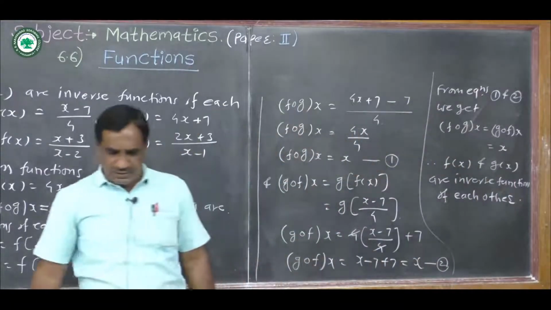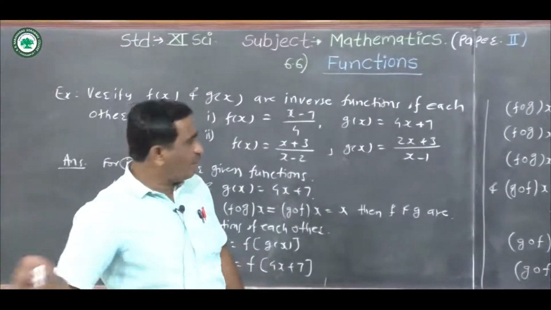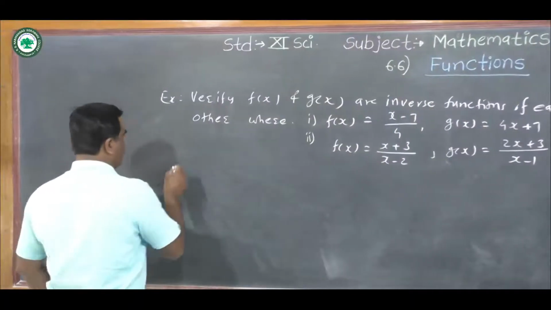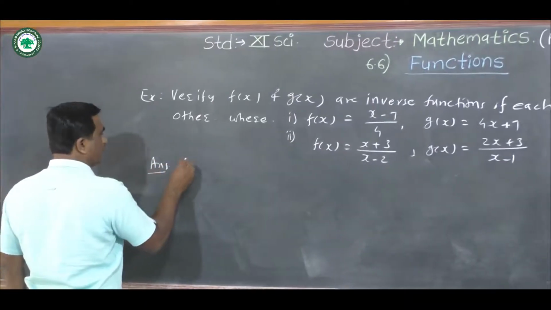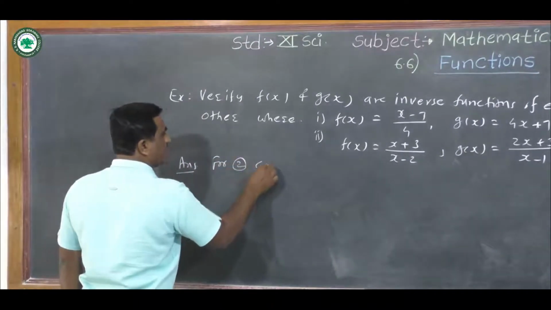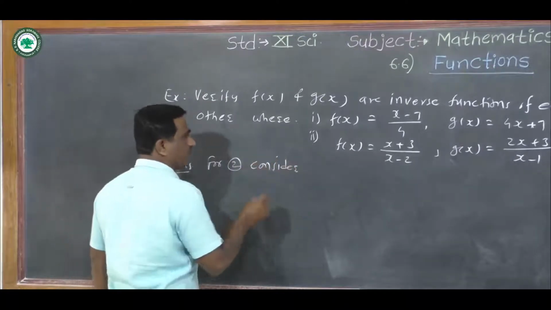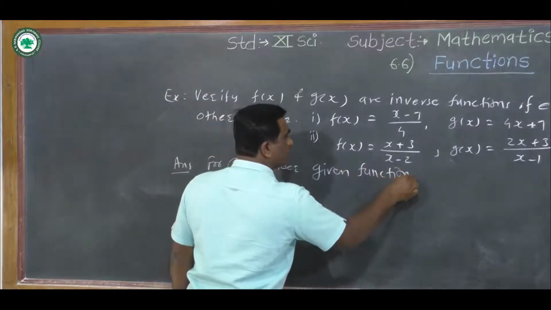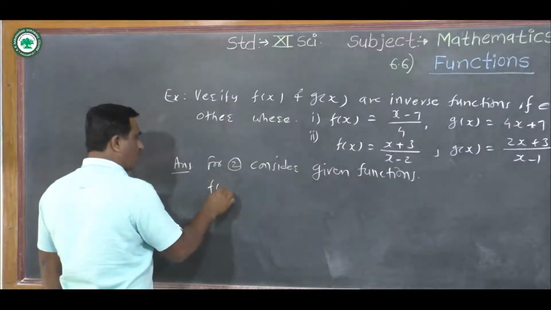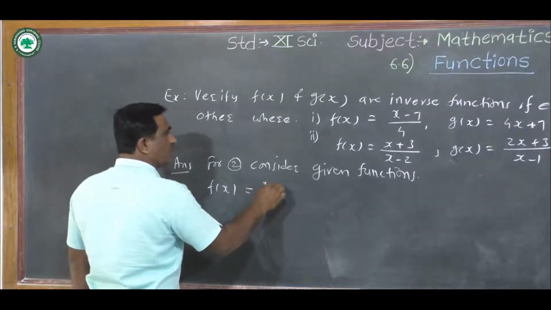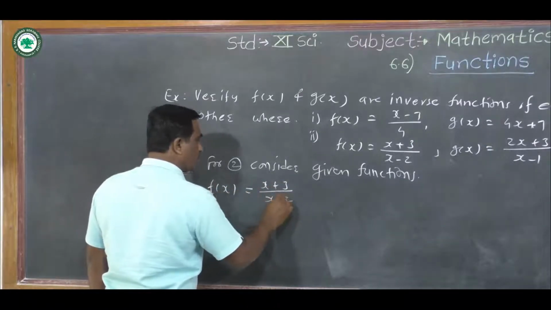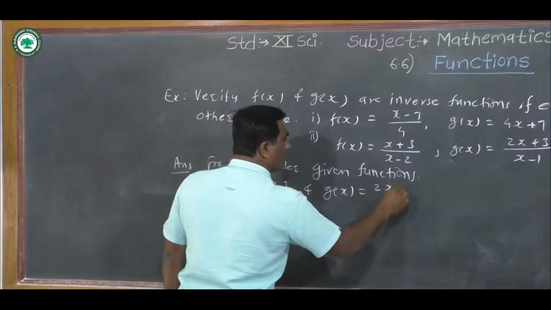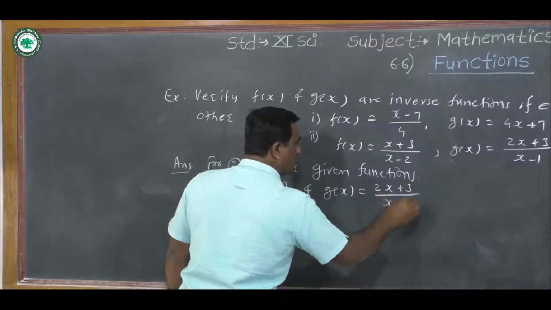Okay, this is the answer for the first example. Now we see the answer for the second example, f of x and g of x. Consider given functions. That is f of x equal to (x plus 3) upon (x minus 2) and g of x equal to (2x plus 3) upon (x minus 1).